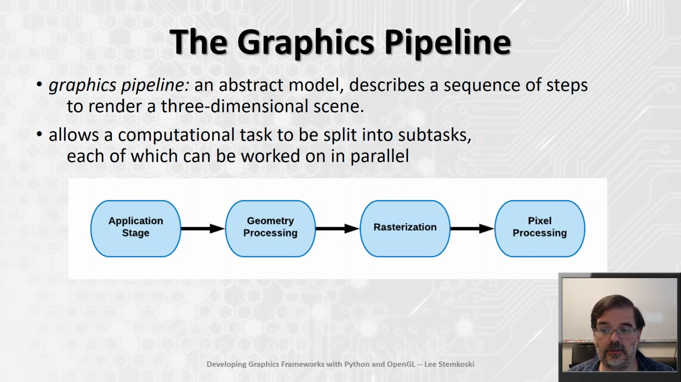Multiple pipeline models are possible. The one described here is commonly used for rendering real-time graphics using OpenGL, which consists of the following four stages: the application stage, the geometry processing stage, the rasterization stage, and the pixel processing stage.